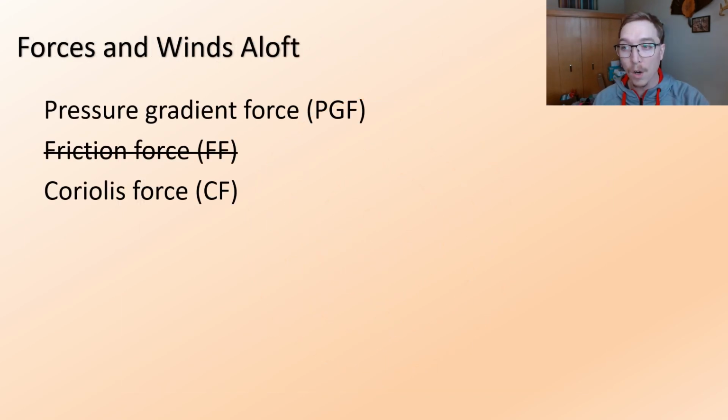However, if winds are aloft, so at some altitude, we can assume that frictional forces are not affecting the flow of winds. So it comes down to the pressure gradient force and the Coriolis force as being the dominant things that impact wind across the kind of middle atmospheric portions. So anywhere from maybe 500 to 200 millibars.